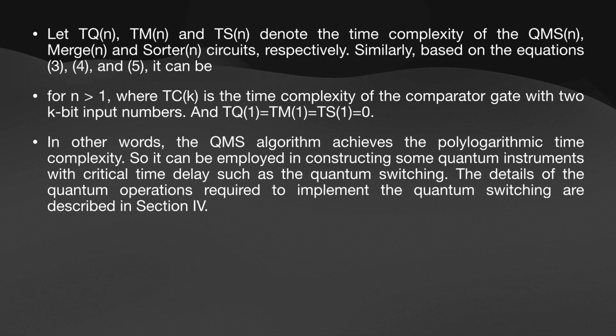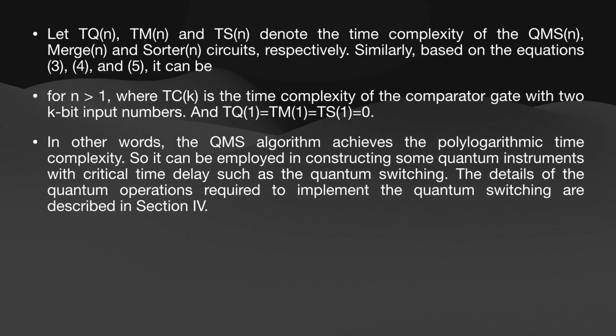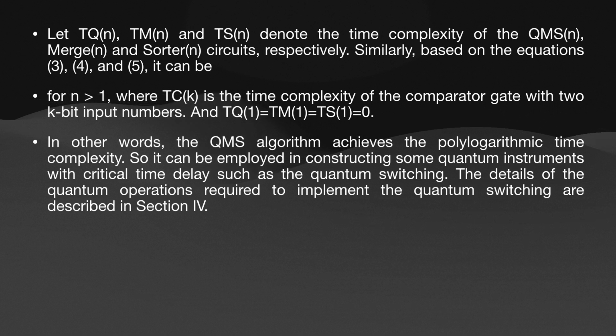In other words, the QMS algorithm achieves polylogarithmic time complexity, so it can be employed in constructing some quantum instruments with critical time delays, such as the quantum switching. The details of the quantum operations required to implement the quantum switching are described in section 4.